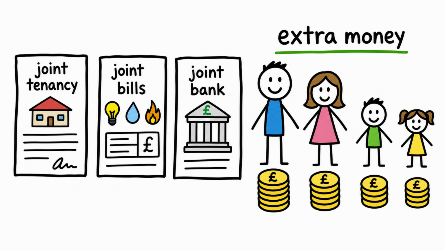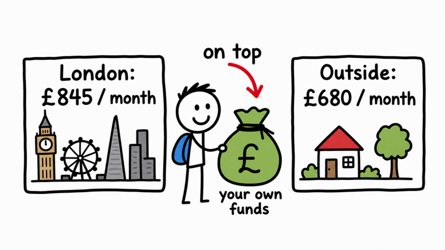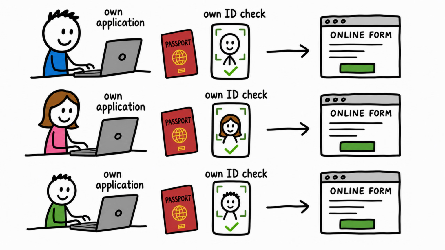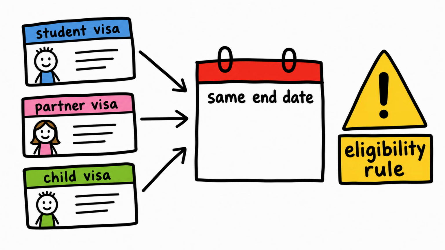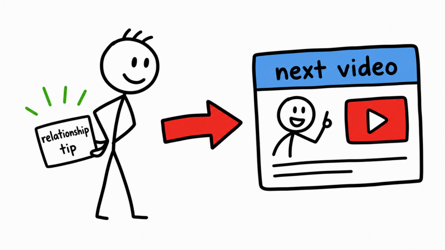There's also extra money involved for each person. £845 a month if you're in London, or £680 outside London. That's on top of your own funds. Each dependent makes their own application online and does their own identity check, and their visa ends on exactly the same date as yours. There's actually a really important eligibility rule here and a relationship tip I learned the hard way, but I'm saving those for the next video.